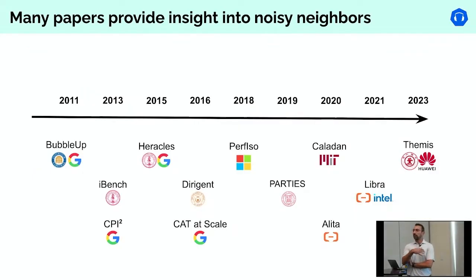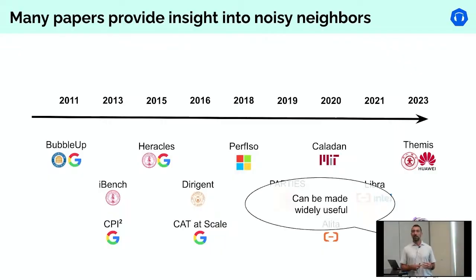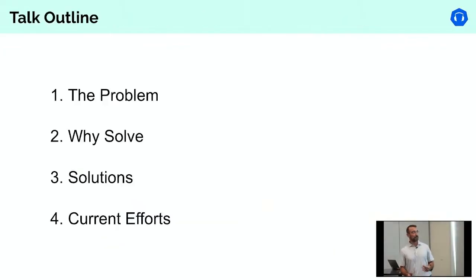And so, we said that some companies have had the ability to have much higher utilization. It's not a secret how they do it. There have been dozens of papers over the last 15 years explaining what noisy neighbors are and how to mitigate them. And I think there's enough out there these days that as a community, we can build general purpose solutions that we can use across the community to improve performance for our users and get higher utilization. And that's why I'm here.